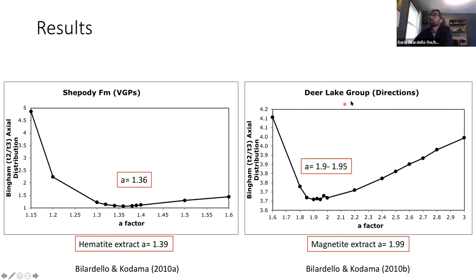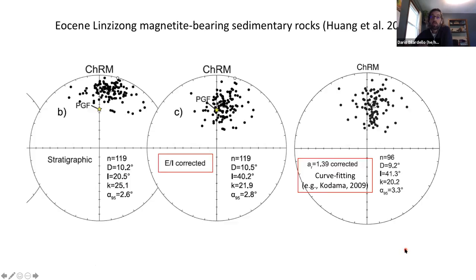For the Deer Lake group, we obtain a minimum for A values ranging from 1.9 to 1.95, which is comparable to the magnetic extract of 1.99. Another beautiful example is from this data set of Huang and others. They measured the CHRM with an inclination of about 20 degrees. They corrected it with the eye technique. They corrected it by some 20 degrees, coming up to 40.